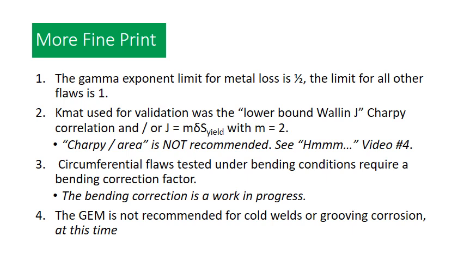As I mentioned at the intro, circumferential flaws typically are tested under bending conditions, and so we require a bending correction factor, which is not required for the axial flaws. And I'll say flat out that this bending correction factor is a work in progress, and I'll explain why. There are a few ifs, ands, or buts associated with the data, and so I really need to basically write this bending correction factor in pencil rather than pen until I get some of these data issues figured out. And until further notice, I don't recommend using GEM for cold welds or grooving corrosion. I've been having some trouble finding appropriate data to validate the model.